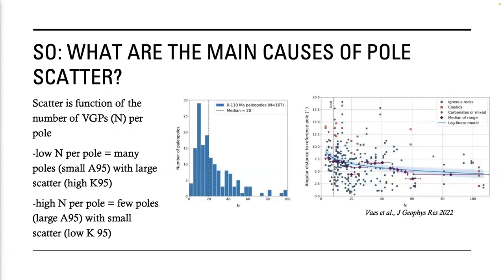And we've tested a whole bunch of different things. What is the cause of the scatter or dispersion of poles around an apparent polar wander path? And this is one of the most important findings. Poles that are based on low N, on a low amount of spot readings of the field, are scattered twice as much as poles that are based on large data sets, which is completely logical. And the big problem is that the more VGPs you use to compute a pole, the closer that pole will be to the apparent polar wander path.